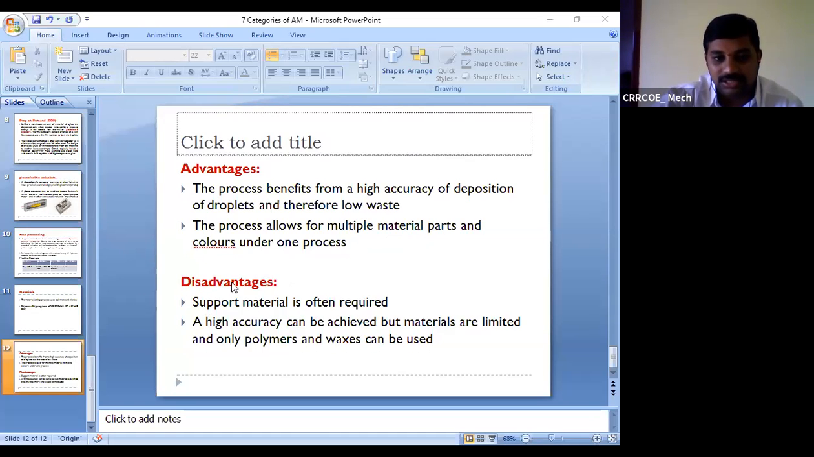Coming to the limitations of this process, support material is often required, similar to the SLA technique.